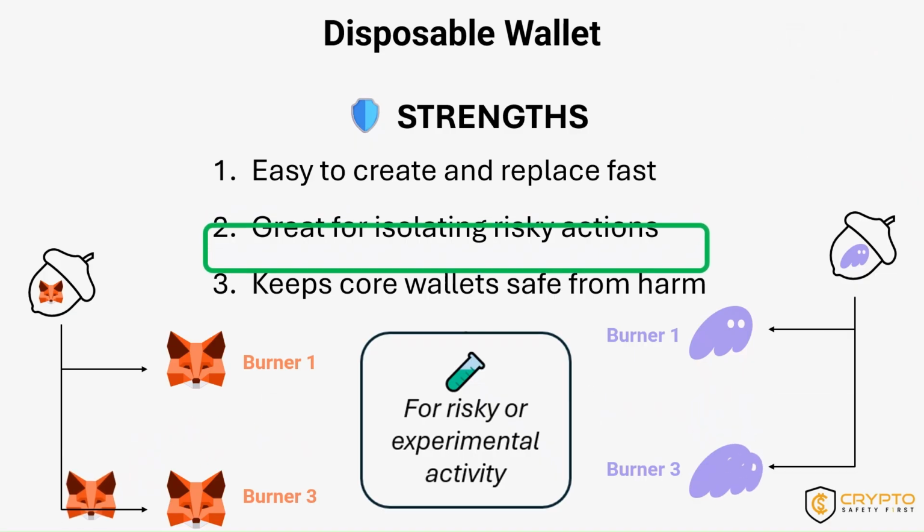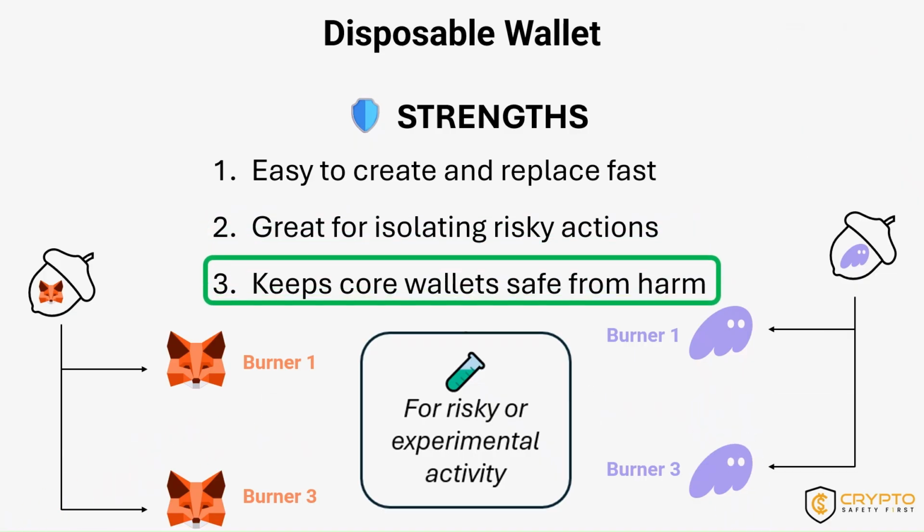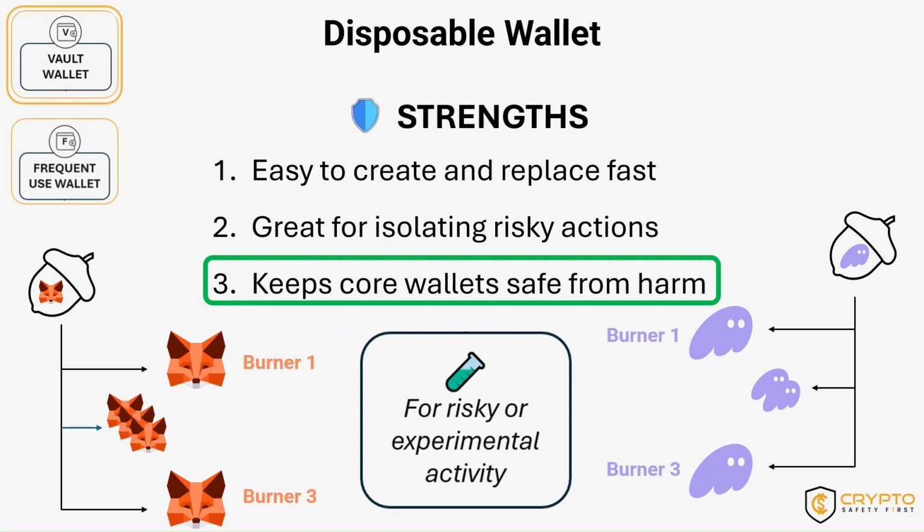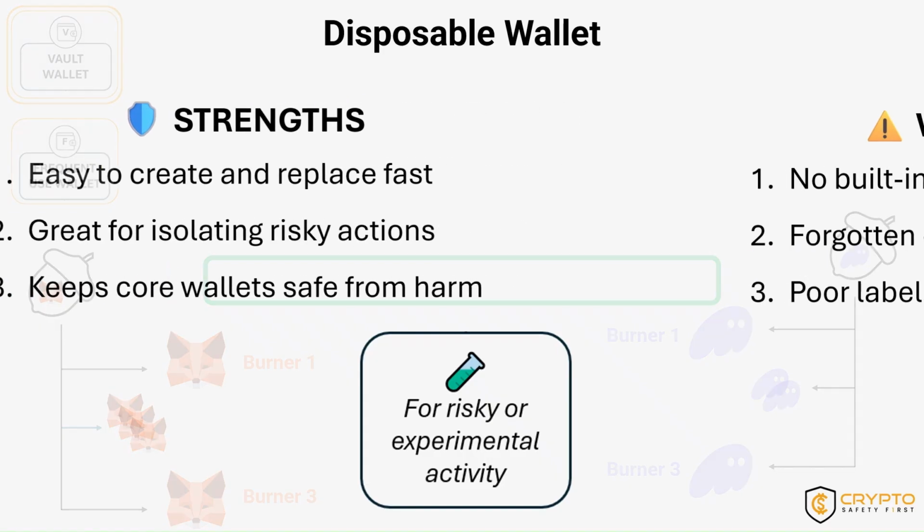A practical tip shown here: you don't need to delete the whole wallet, just eliminate the used account and create another fresh account inside the same wallet. That keeps your workflow fast while preserving isolation. Remember, keep only near zero assets in disposable wallets. Any valuable funds should be transferred to your frequent use or vault wallets following the secure transfer process explained in our dedicated video on safe transfers.